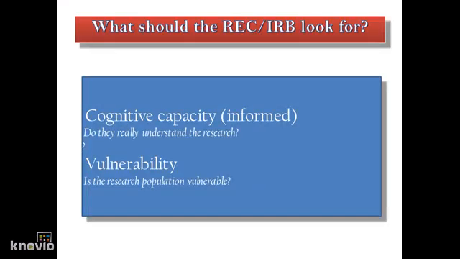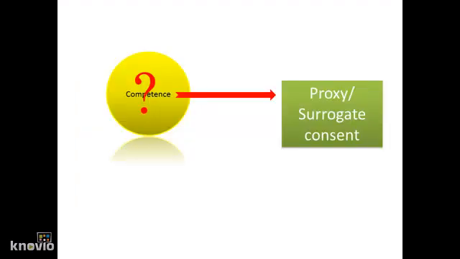Well, what should the Research Ethics Committee or the Institutional Review Board look for? They should be concerned with the cognitive capacity of the potential individuals, and they should be concerned with individuals or groups of individuals who may be vulnerable. Vulnerable being defined as persons who cannot protect their own interests. If an individual lacks decision-making capacity or competence to make a decision, then one has to obtain permission or consent from a proxy or a surrogate.